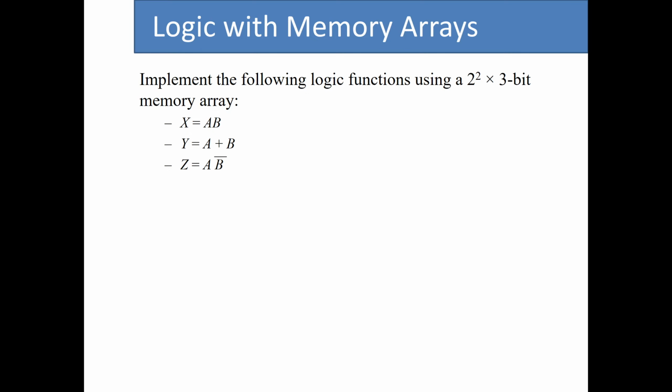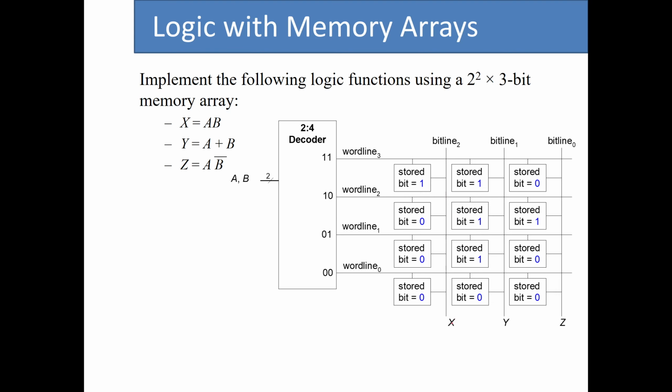We can do the same example as before using memory arrays too. For X, which was AB, we store a one value in this bit for word line 3, which is for word line 1 1. Basically, both A and B are 1. For Y, it is going to be 3 ones for these 3 rows, because if you remember from before, if we have A and B as the 2 inputs, we have 4 possible combinations.